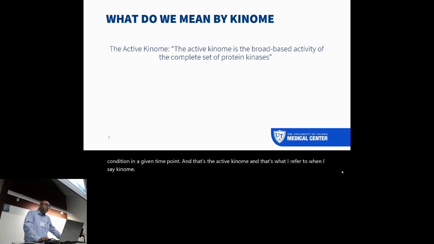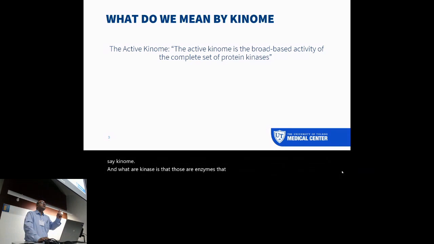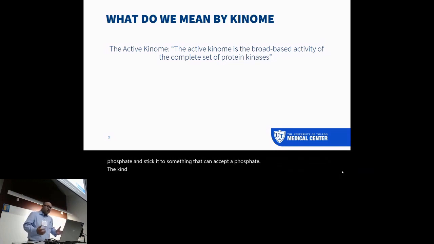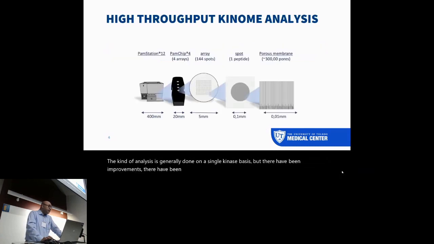And what are kinases? Those are enzymes that have exactly one job. They take a phosphate and stick it to something that can accept a phosphate. Kinome analysis is generally done on a single kinase basis, but there have been advances in the area. And one of the high throughput kinome analyses is the PamStation 12.